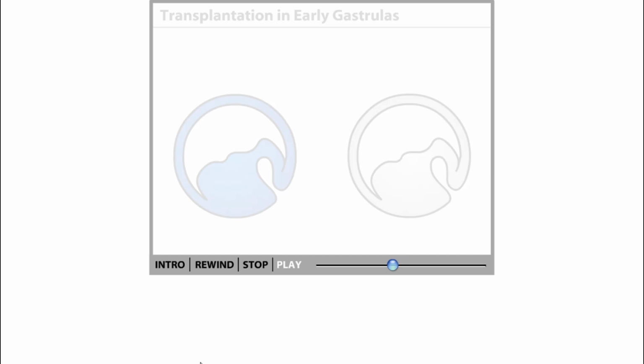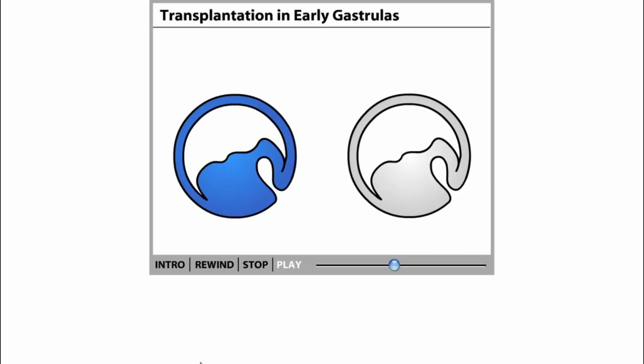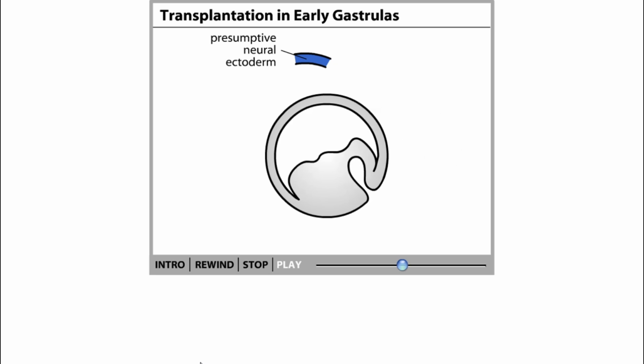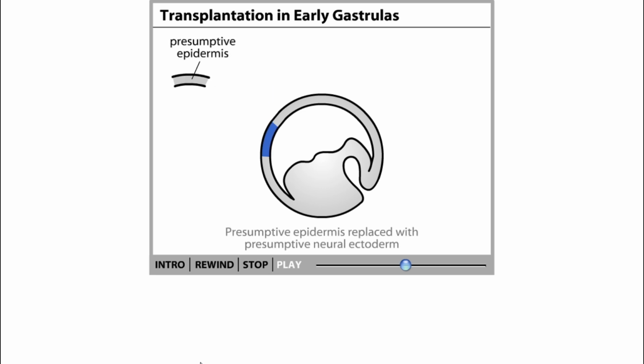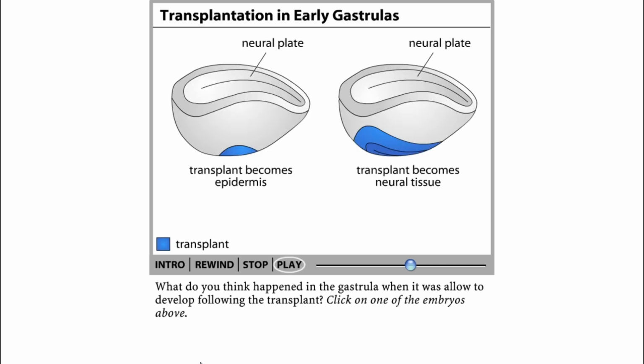Spemann and his student, Hilda Mangold, demonstrated that enormous changes in cell potency take place during gastrulation. Using embryos that had just begun to gastrulate, they removed pieces of tissue destined to become nervous system, presumptive neural ectoderm, and transplanted them to a location on another embryo where skin, epidermis, normally develops. The gastrulas were then allowed to develop further. What do you suppose happened in the gastrula when the presumptive neural ectoderm was transplanted to a region destined to become epidermis? Click on one of the embryos above.